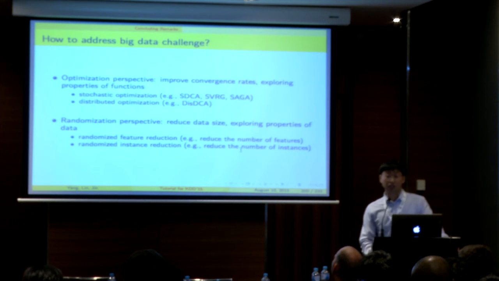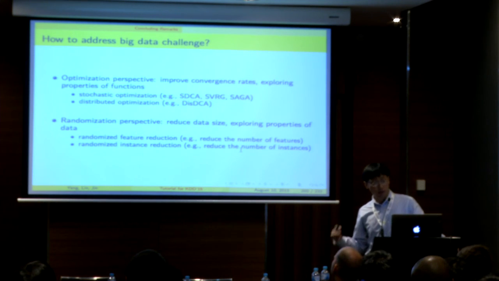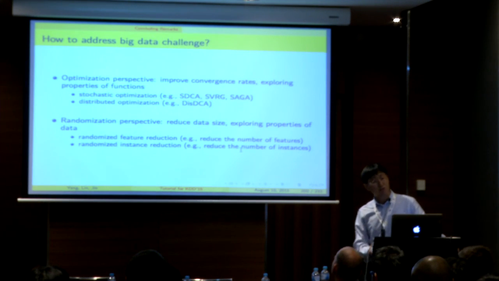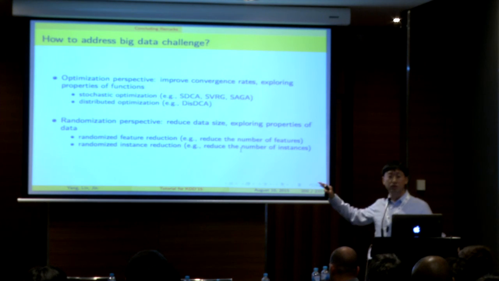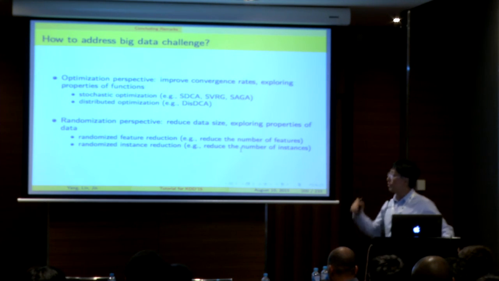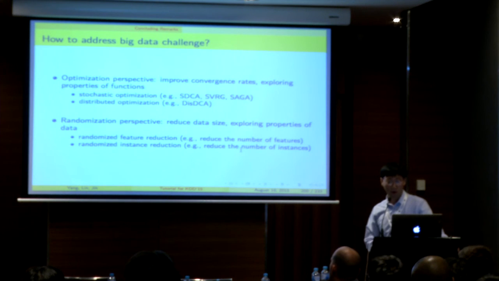Another approach is using randomization. There we try to explore the properties of the data. For example, linearly separable, or low rank of the data matrix, or the optimal dual solution is sparse, to reduce the size of the data. So we use randomized feature reduction and randomized instance reduction.